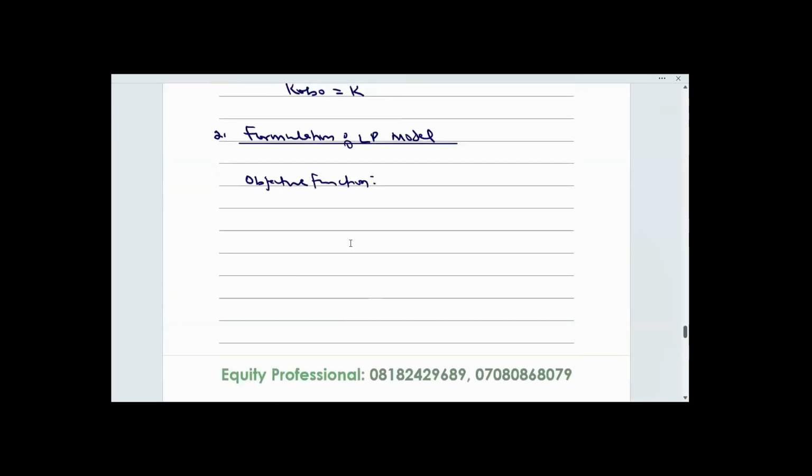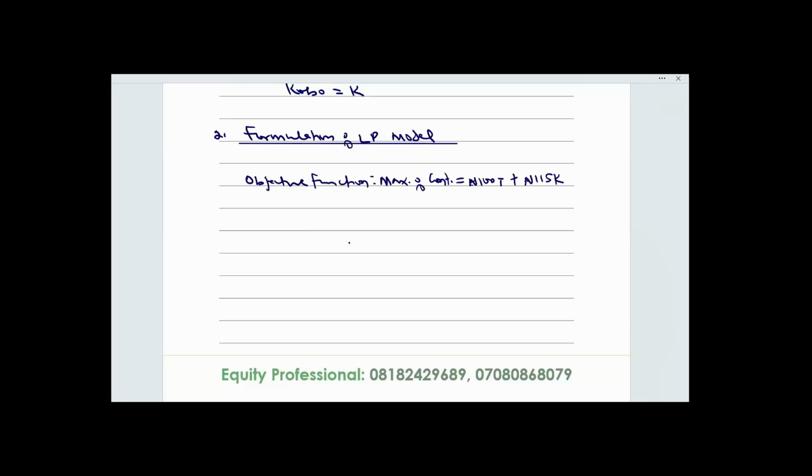I would then say maximization of contribution equals. The contribution of T is 100, so 100T, plus 115K. So with this, I've stated the objective function.